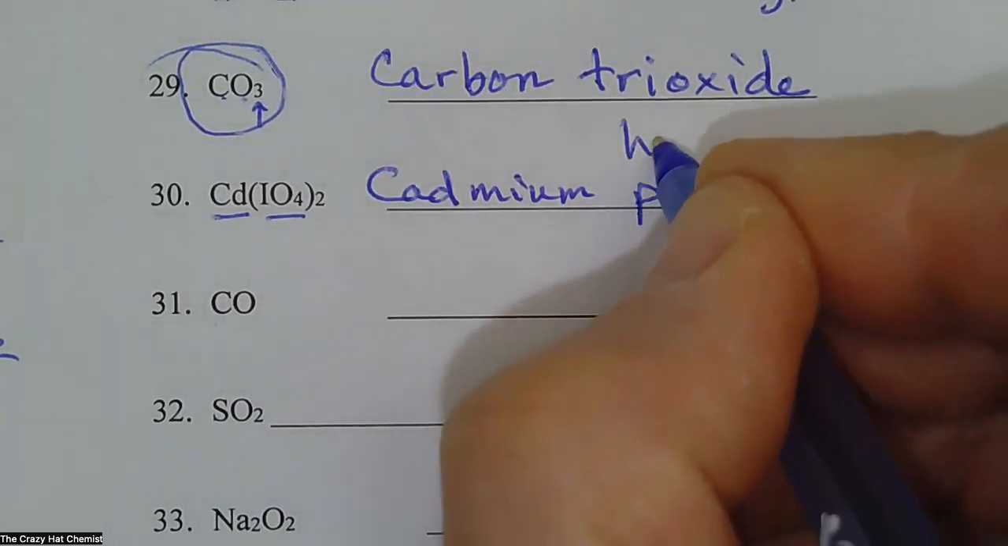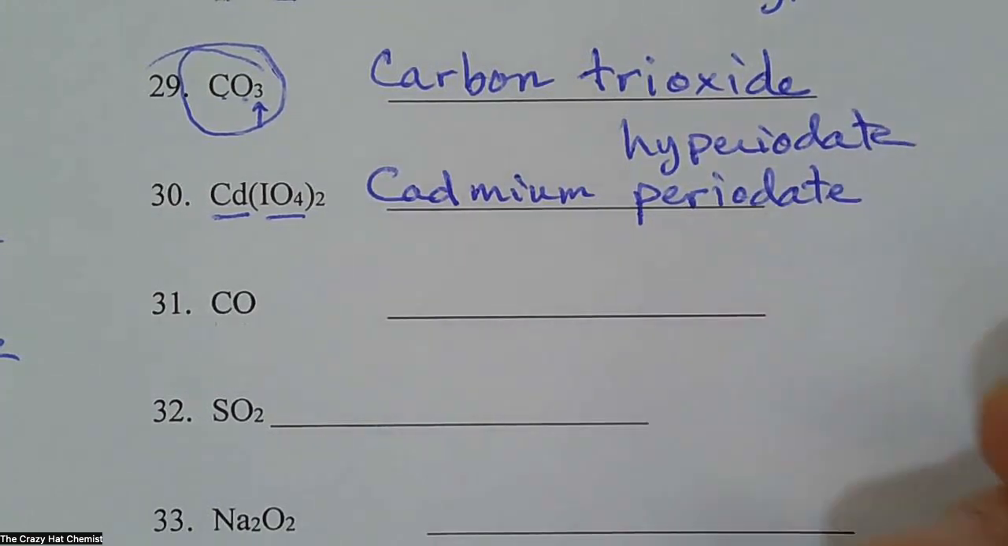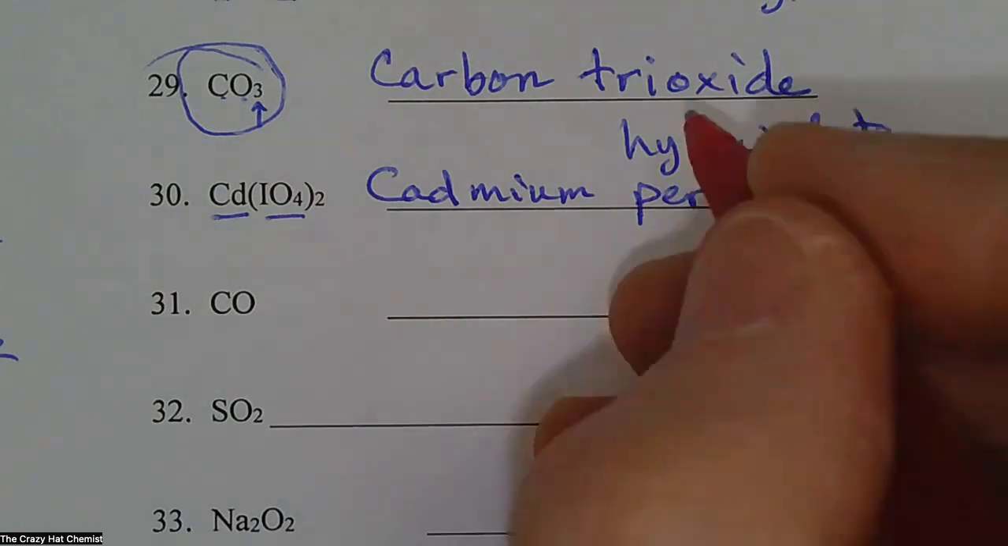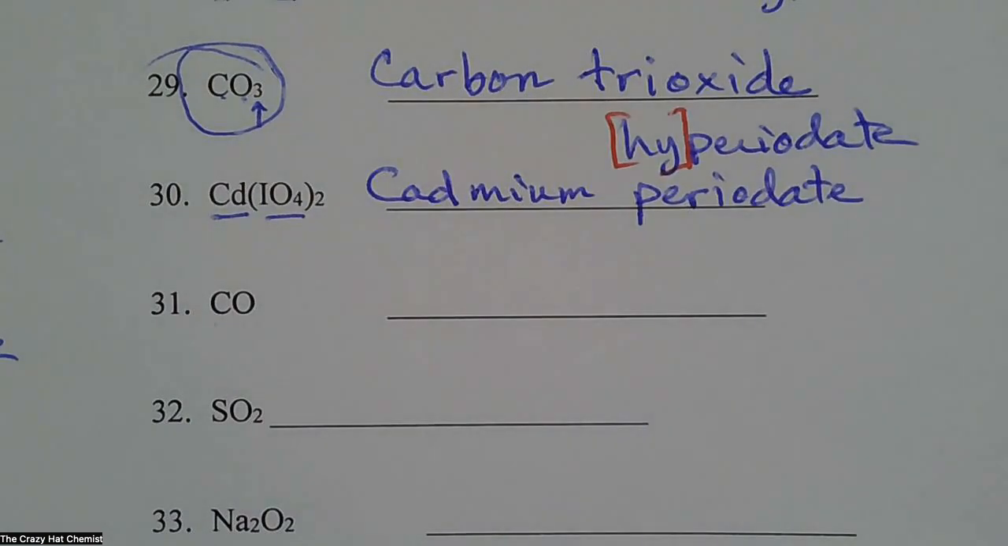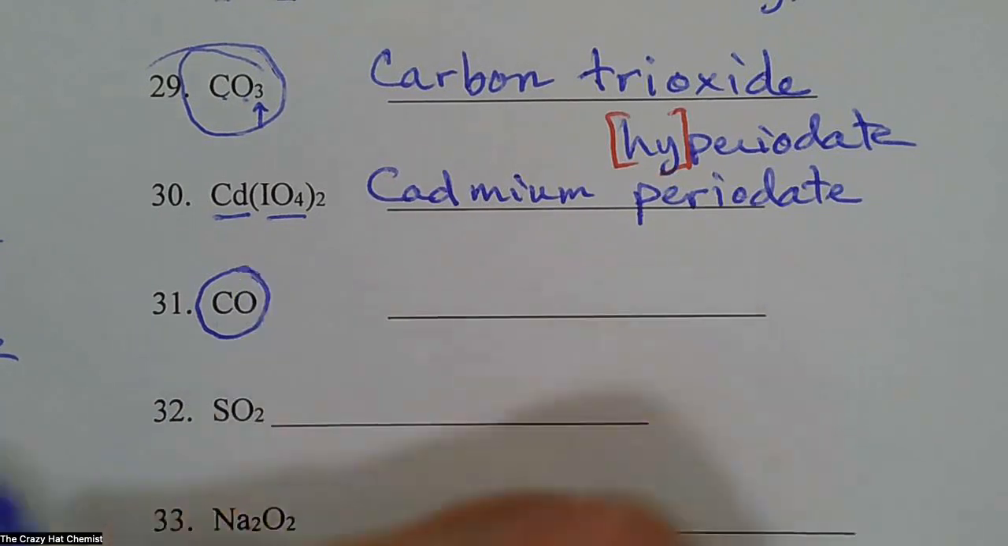You can write hyper. Either one, it's hyperiodate or periodate. Most commonly, chemists get rid of the HY part of the hyper. Okay. All right, this is also a binary nonmetal.